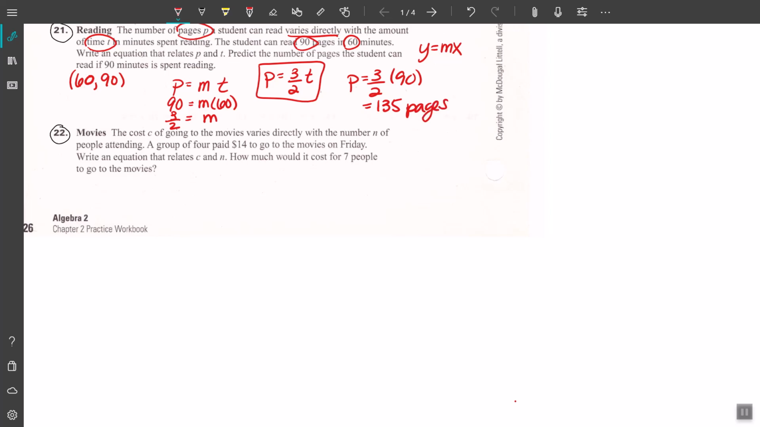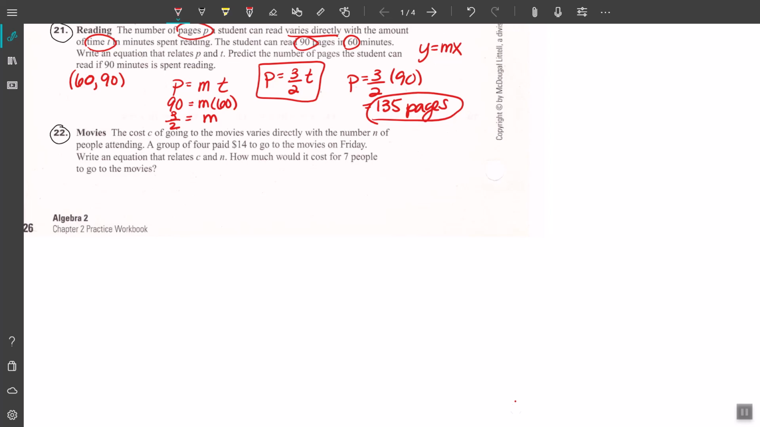So again, if we needed to graph this, we have another point. Right there we have the point 135 for our p, and 90 for our t value. So we've got a third point on top of it if we were to need to graph this.